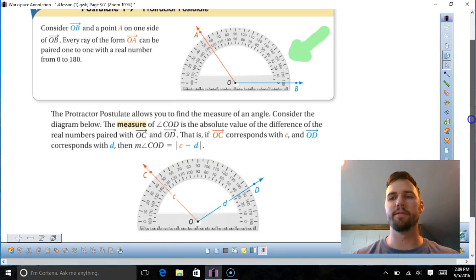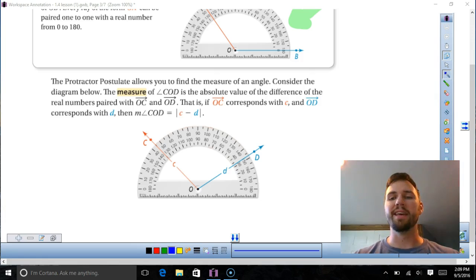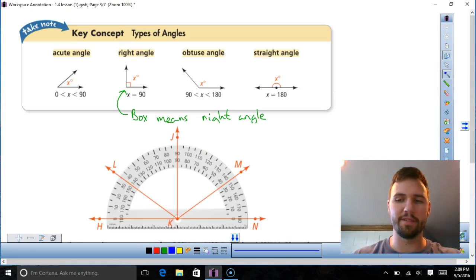Another part of the protractor postulate is, remember with the ruler postulate, you just subtract your smaller number from your bigger number? You just subtract your smaller number from your bigger number again. I don't know if I want to spend any time with this. I just realized I don't.